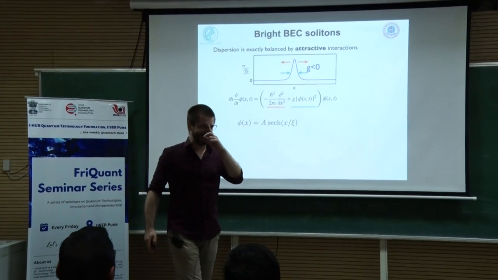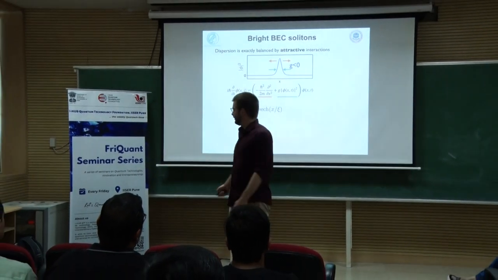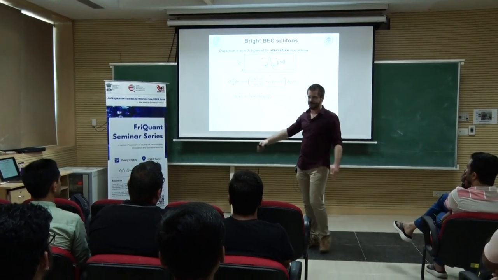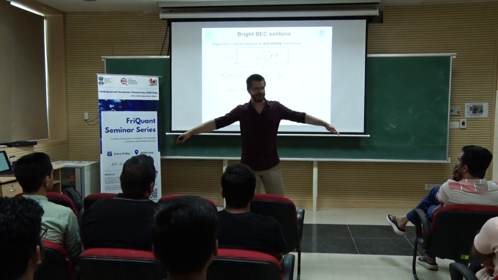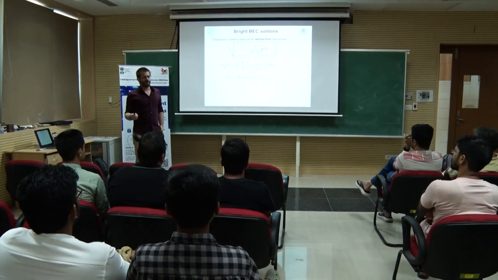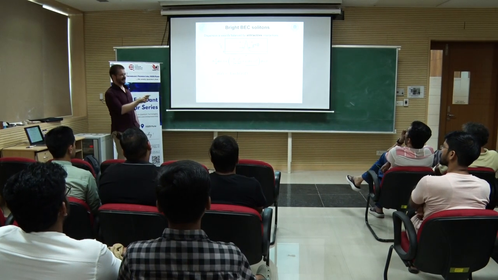Everyone has seen that in their quantum mechanics 101 lecture: you have a Gaussian wave packet, and you have this free particle Schrödinger equation, which is exactly the same as the orange underlined one, and your Gaussian wave packet will flow apart because of dispersion in the system. And now it should be maybe logical that we can find a certain waveform where these two effects exactly cancel.